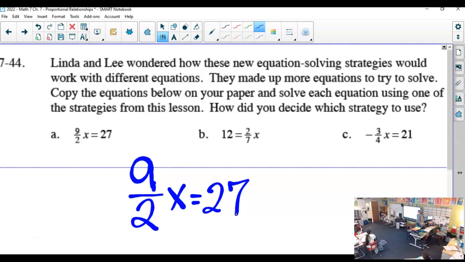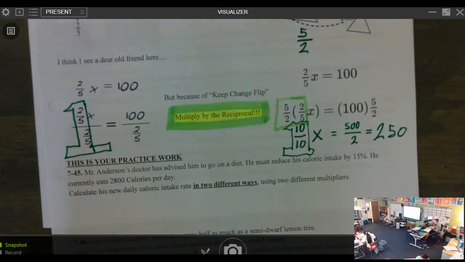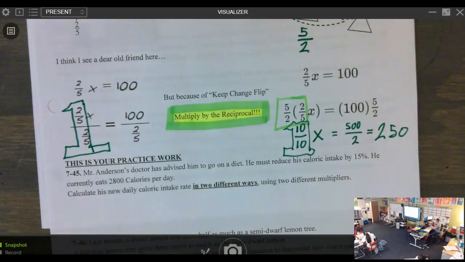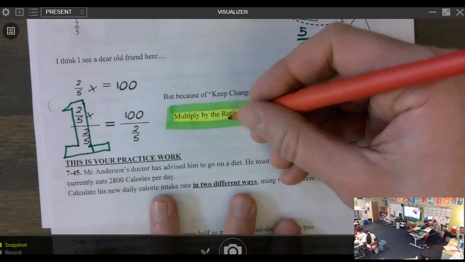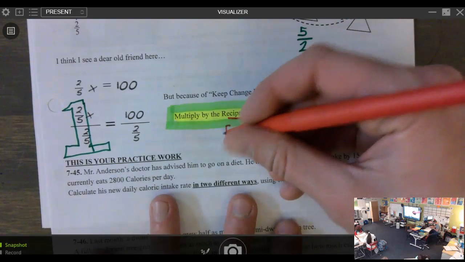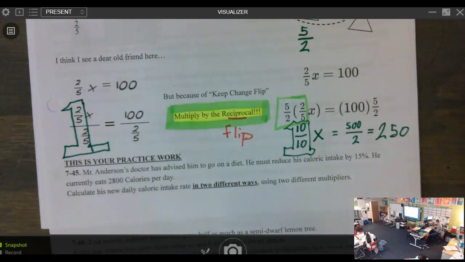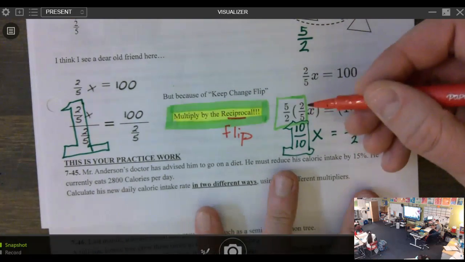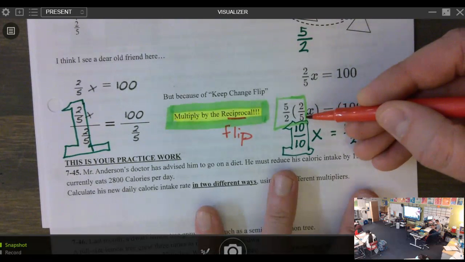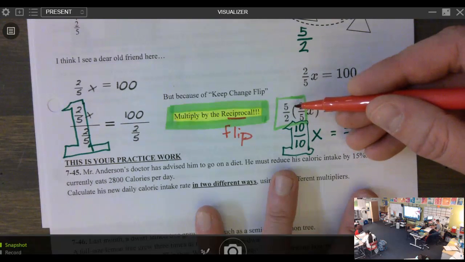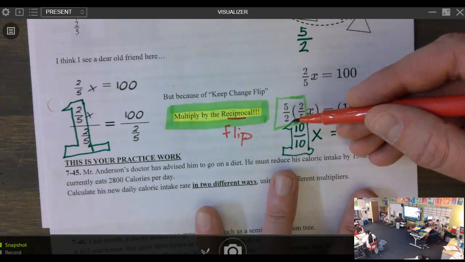So you gotta ask for help then. A reciprocal, guys, the way you can remember reciprocal and what you could write on your notes, I've said this before, I'll say it again, is refliprical. Reciprocal, reflip. So here, we took 2/5, we flipped it, and got 5/2.